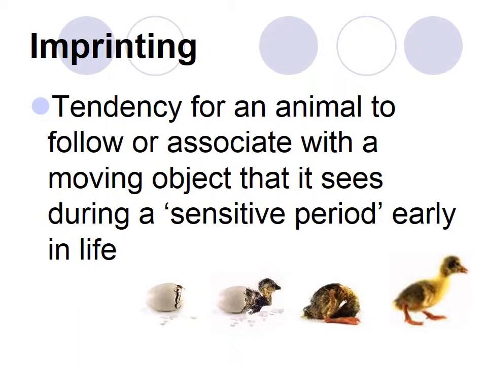Imprinting is the tendency for an animal to follow or associate with a moving object that it sees during a sensitive period early in life. Here it has the picture of the ducks, and this is really important because you may or may not have seen that little ducklings will follow in a straight line behind the mother duck, and that is imprinting. Those ducks will follow whoever was walking in front of them when they were quite young. So ducklings can imprint on humans, they can imprint on other animals, but it is designed to keep them as close as possible to their parent so that the parent is able to look after them and teach them the other things they need to learn.